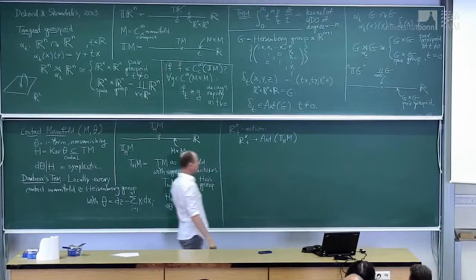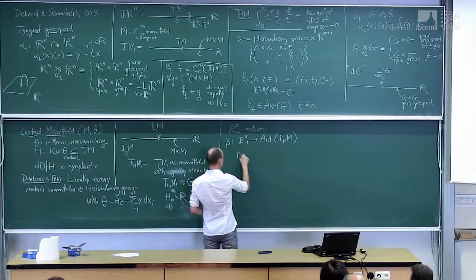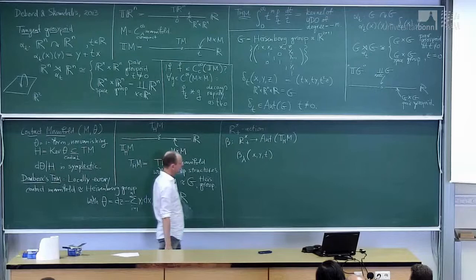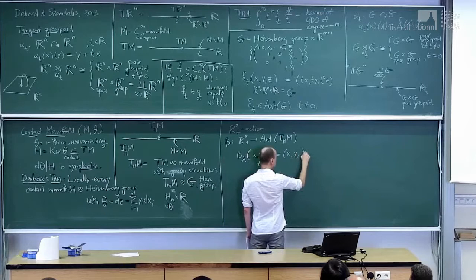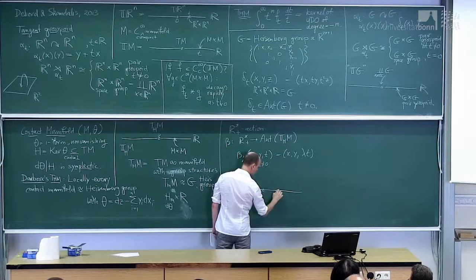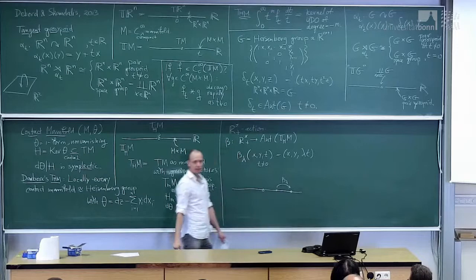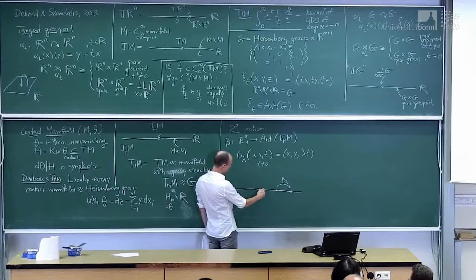We call it beta. So beta lambda of x, y, t. So this is for t not zero. This is just x, y, lambda t. Right, so you just take something that sits here and move it over there, just rescale the parameter. But of course, this fixes t equals zero.